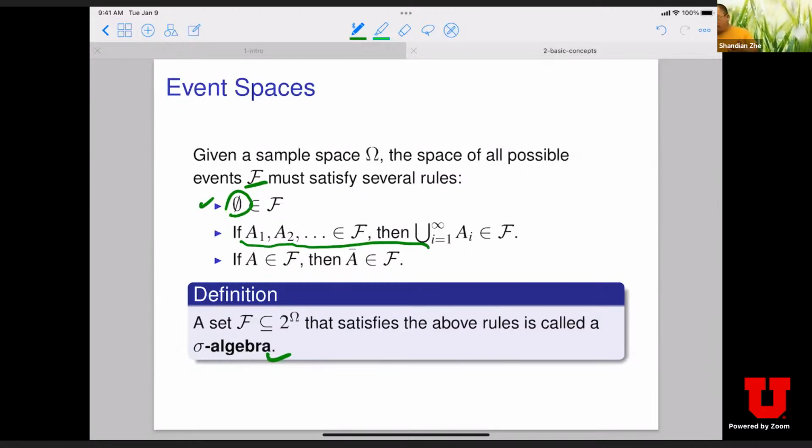And here, just to give you a sense, this is called a countable union. That means your number of events can be infinite, but they can be indexed by integers like A1, A2, A3, A4, A5 until A infinity. It just tells you that if you union them all together, it will still belong to F.